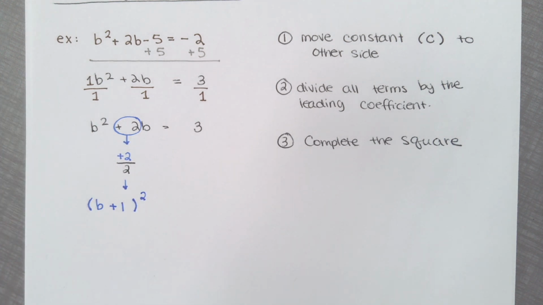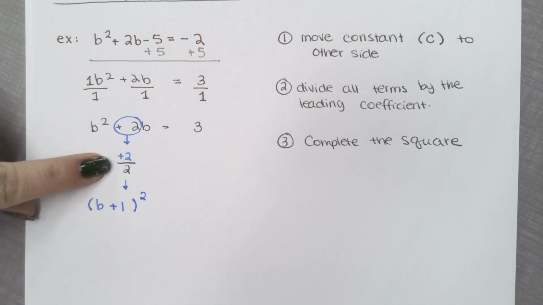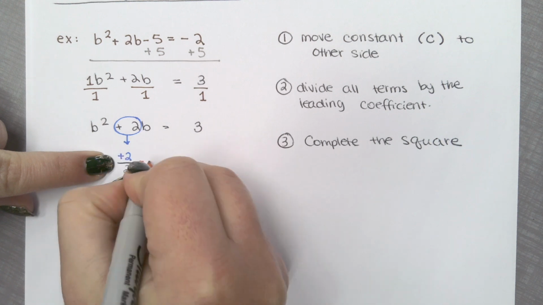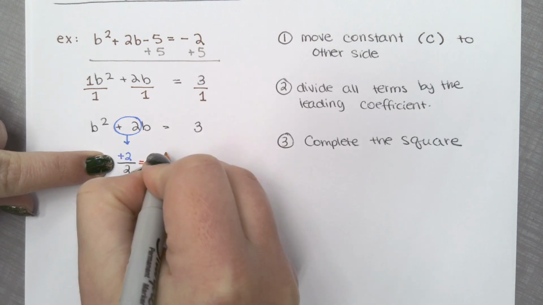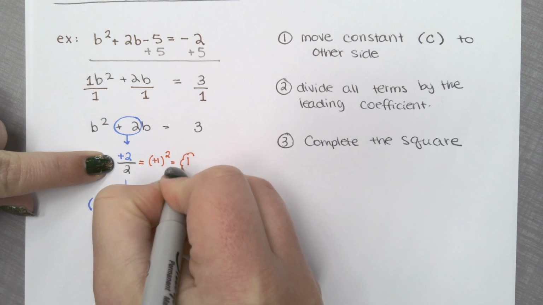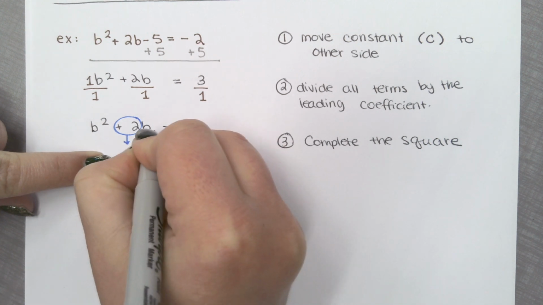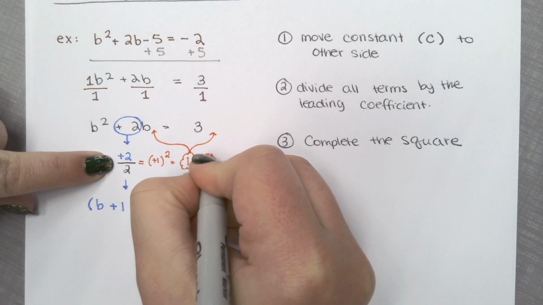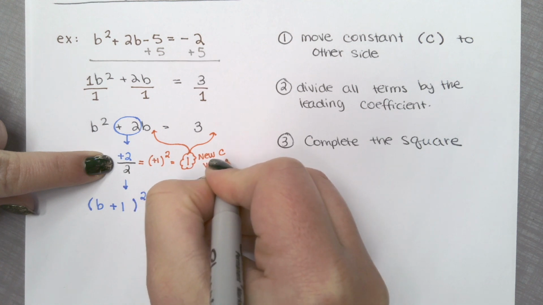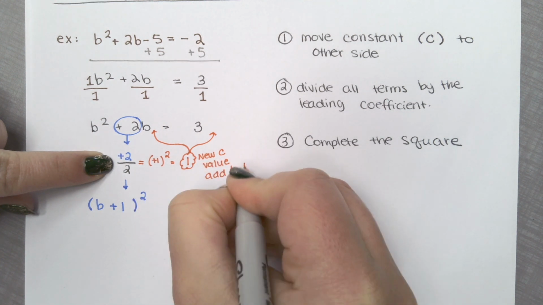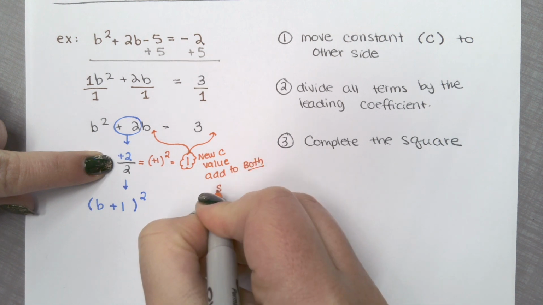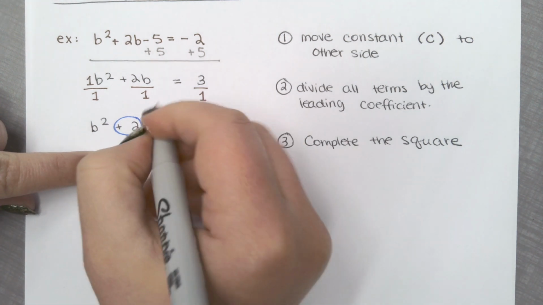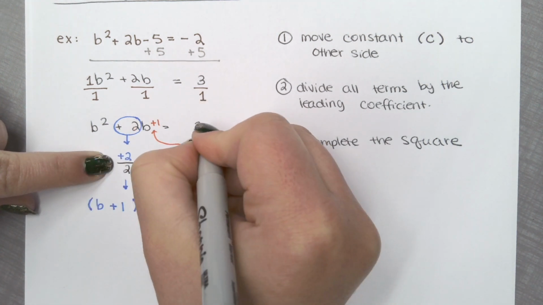Now I'm going to go back up to where we had b divided by 2. Here, I'm going to point to it. We're going to simplify this. So 2 divided by 2, that's a positive 1. We're going to square that number. That's our new c value. And we're going to add this new c value to both sides. So right over here, I don't really have space on the left-hand side. That's okay. I'm just going to add a 1 here, and I'm going to add a 1 here.